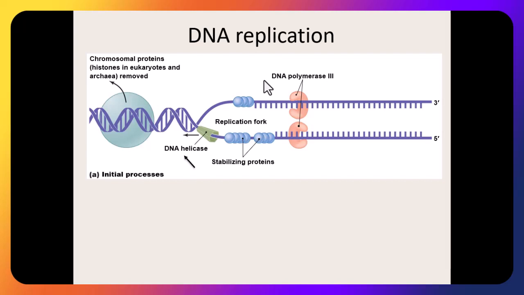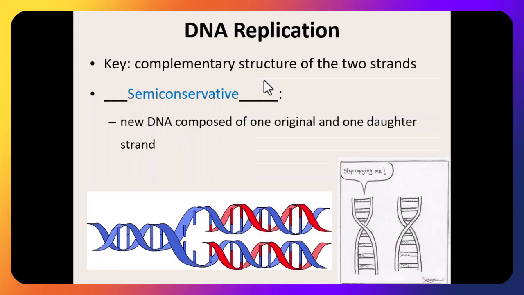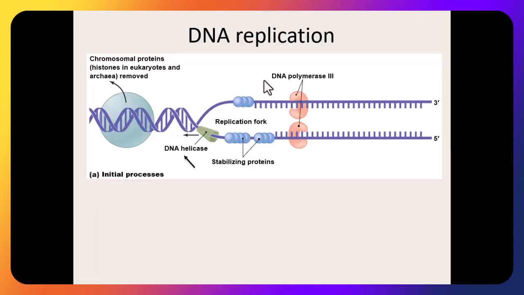Because you have 2 strands that are held together, but we have to yank them apart so that each one becomes a template that we are then copying to make the new strand. There has to be something that yanks the 2 strands apart. It literally is called unzipping, and that's an enzyme called DNA helicase.